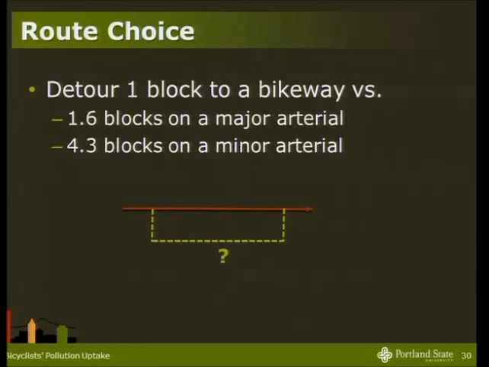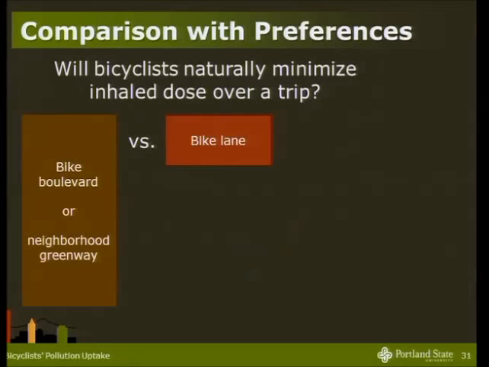So we took this information, which is looking at trade-offs for a rider in terms of inhalation dose, and thought, well, how does this compare to what bicyclists actually do? Because we know bicyclists like to avoid traffic, and they will tend to go out of their way to use a lower traffic facility. So the question was, does their tendency to avoid traffic and go out of their way naturally minimize their inhalation doses? Or is there some disparity there in how far people will go out of their way?